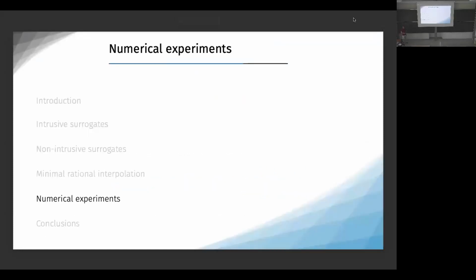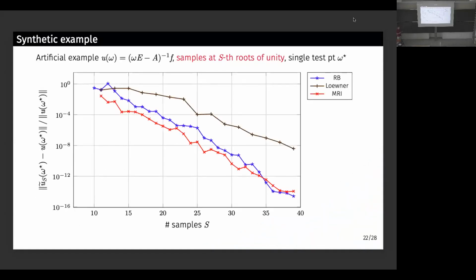All right, so I would like to show you some numerical experiments just to underline some of the things I've discussed so far. The first one is a very simple, synthetic experiment. I'm just looking at the approximation error of my surrogate as I increase the number of samples. Don't think too much about what this should mean. I'm just trying to tell you a very simple story, which is if you use reduced basis or minimal rational interpolation, the error decays essentially in the same way.